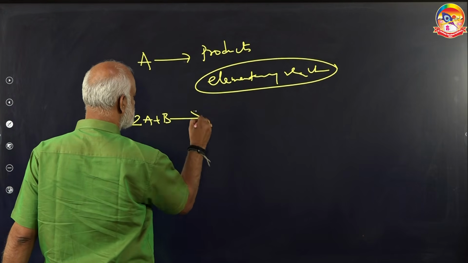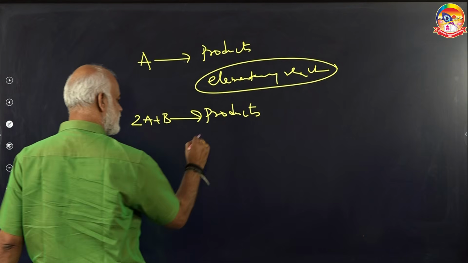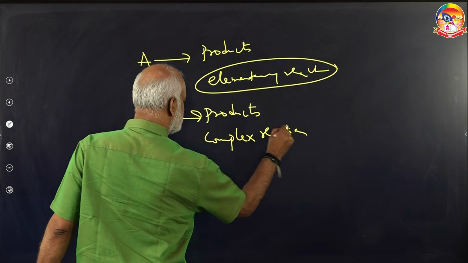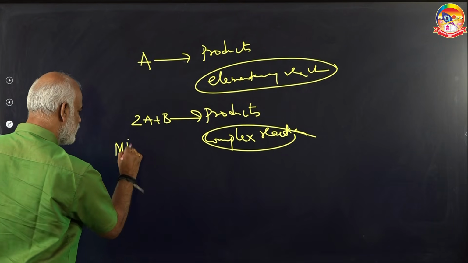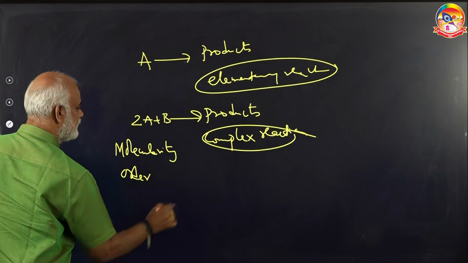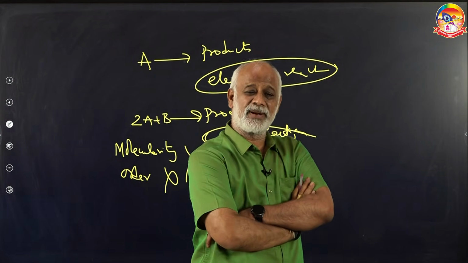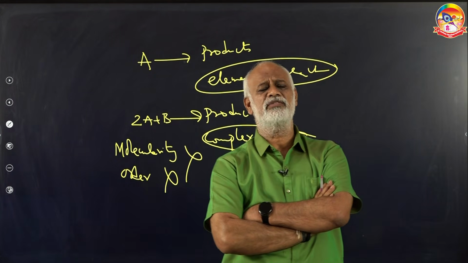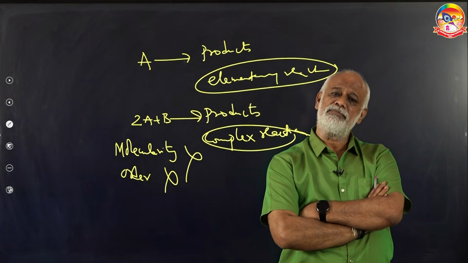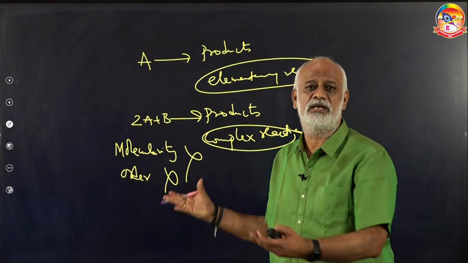2A plus B gives products. 2A plus B gives product is a complex reaction. Then they ask, what is molecularity? What is order? Neither can I tell this, nor can I tell this. The reason is it is a complex reaction. That complex reaction would have involved many steps. In each step, how many molecules have participated is molecularity. So, since I do not know the steps, I cannot tell molecularity.